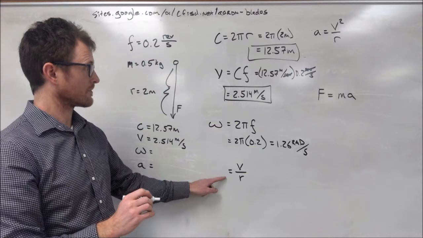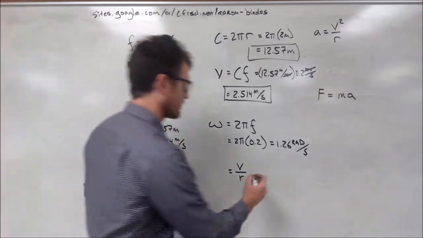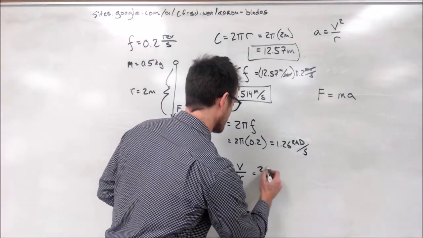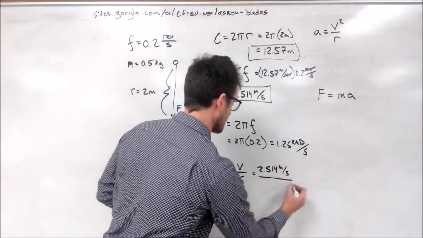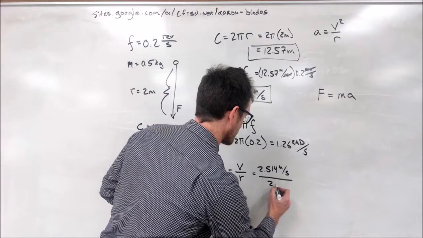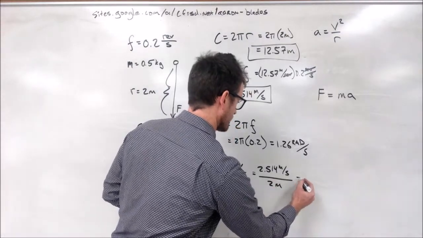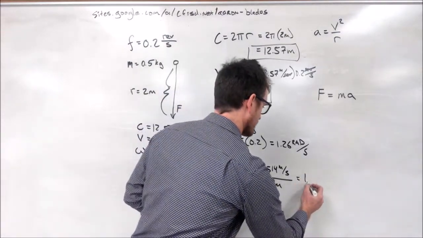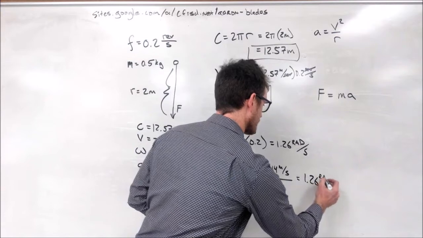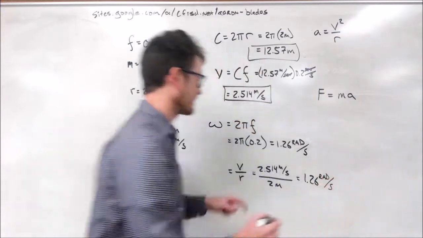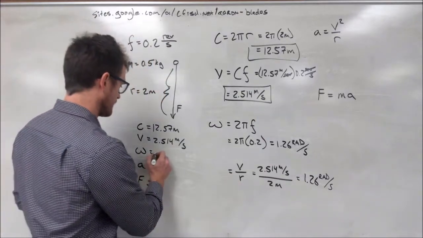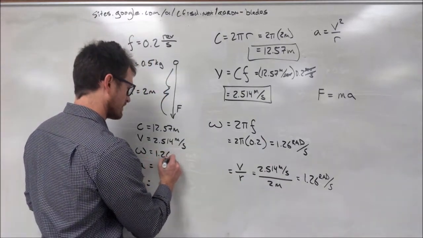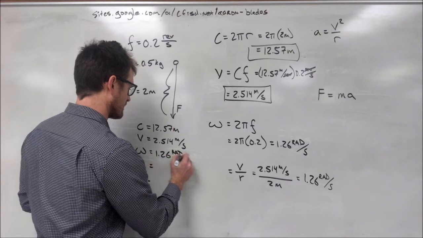Likewise, we can also take our linear velocity, 2.514, divide it by our radius, 2, and see that it also gives us 1.26 radians per second. I'd like to emphasize you just use whichever equation you have enough information to solve. Either one works, gives you the same exact answer. So let's write that into our table of unknowns, 1.26 radians per second.